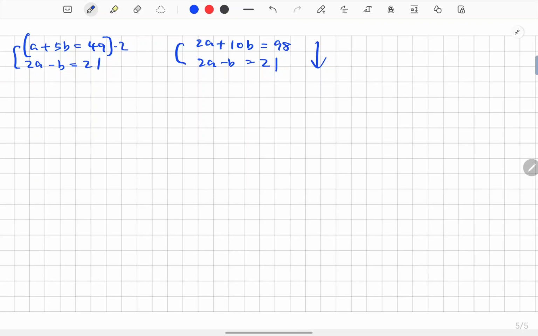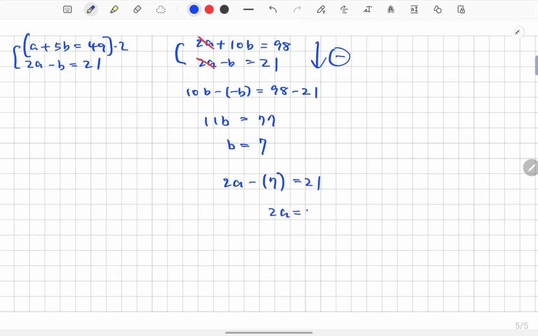Now we'll subtract downward. Because the 2a will cancel, we only have 10b minus negative b and 98 minus 21 left. So it is 11b equals 77. So b is 7. When we plug 7 back into our original equation, 2a minus the 7 we got is 21. 2a is 28, so a is 14.